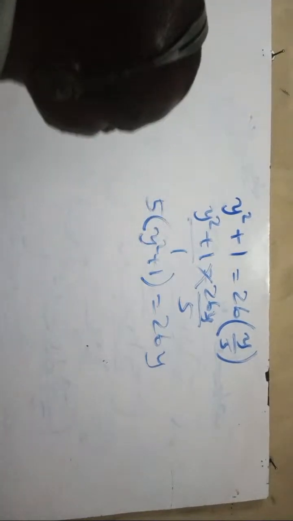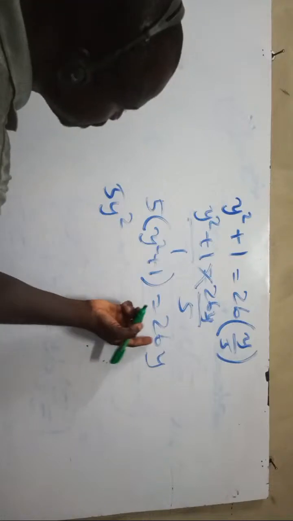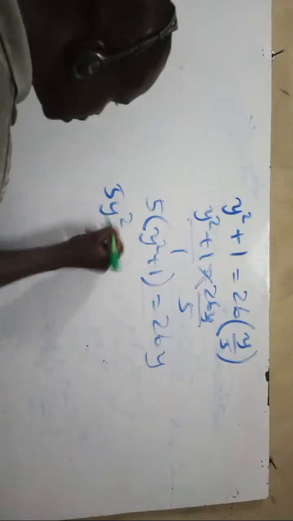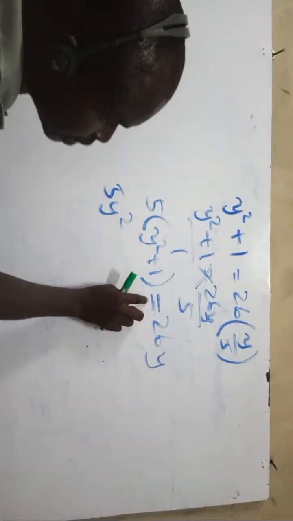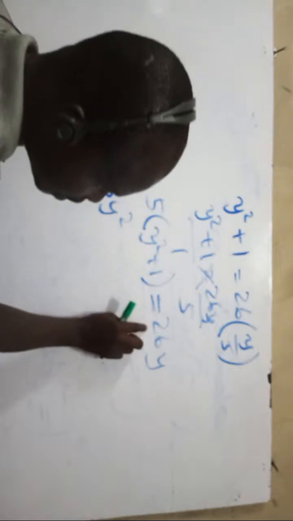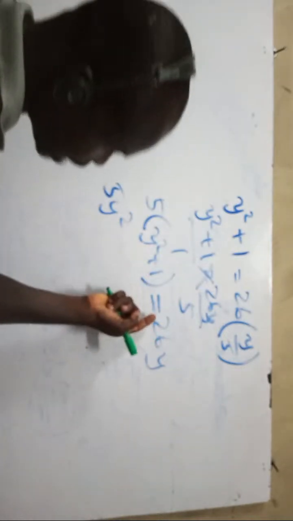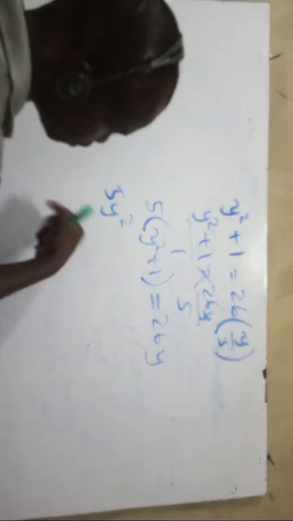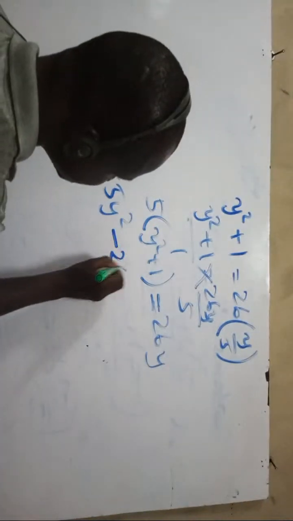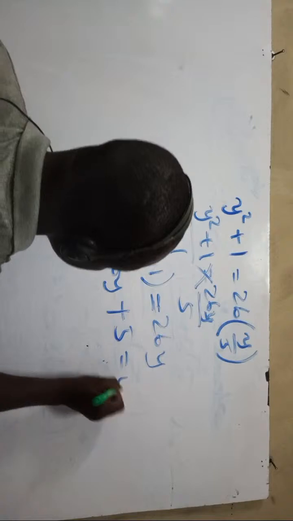If we get that now, I can bring everything together. I will say 5y squared. The 26y comes in with a negative sign. We all know that if a term crosses the equality sign, the sign will change: if it is positive, it changes to negative, and if it is negative, it changes to positive. So here now I'm going to have minus 26y, then plus 5 times 1, that is 5, equal to 0.